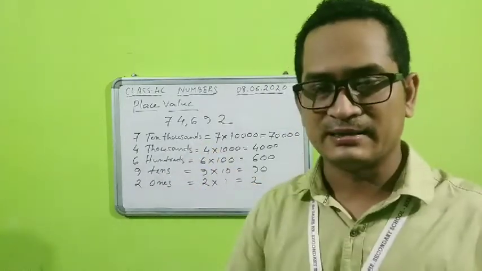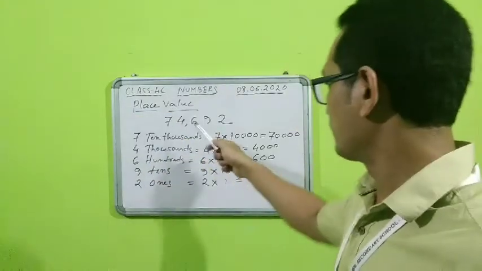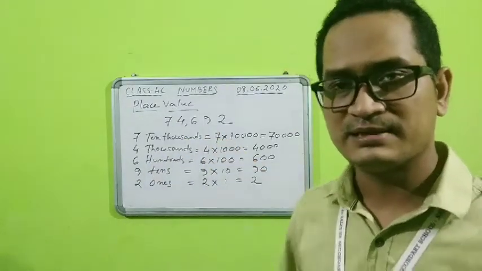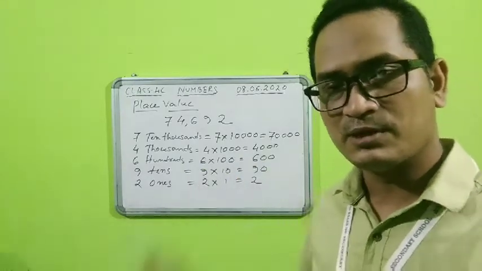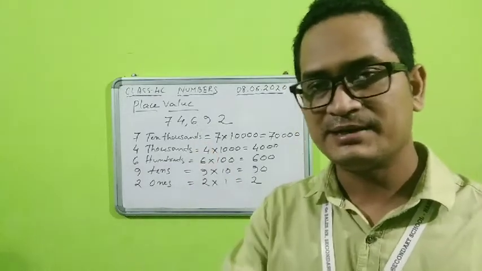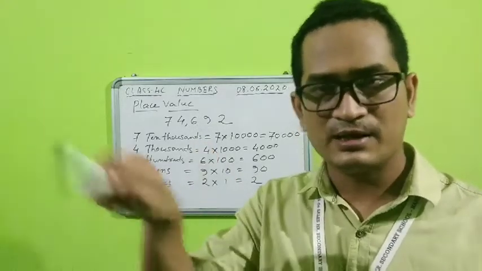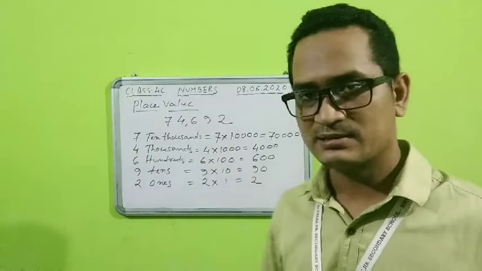4, where is it sitting? 4 is sitting in the thousands place. So 4 into 1000, since its place is 1000. So 4 into 1000, that is, the product is 4000. So 4000 is this place value. 6 is sitting in the hundreds place. So 6 into 100, and that will be 600. So 600 is the place value of 6.